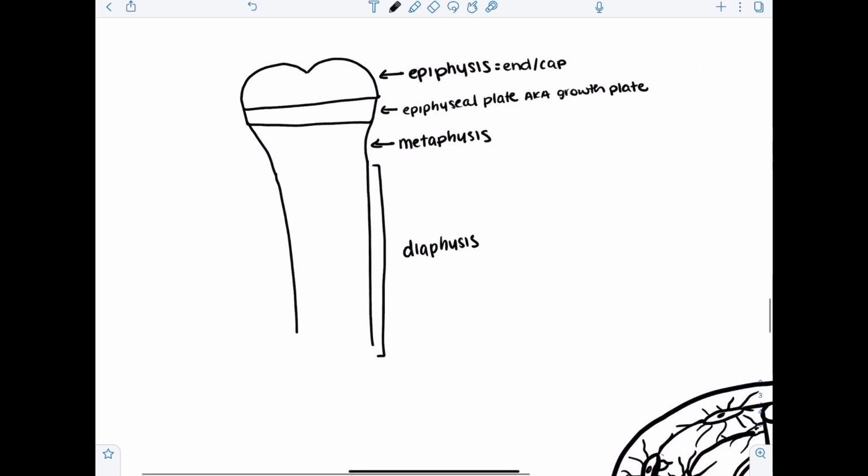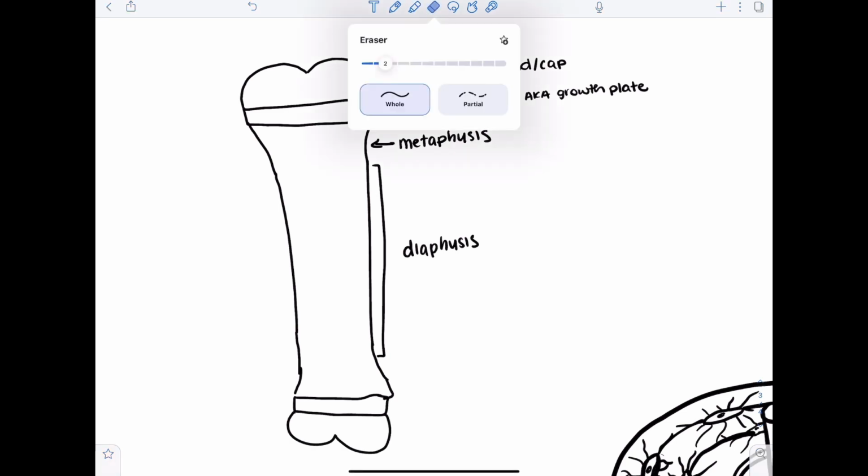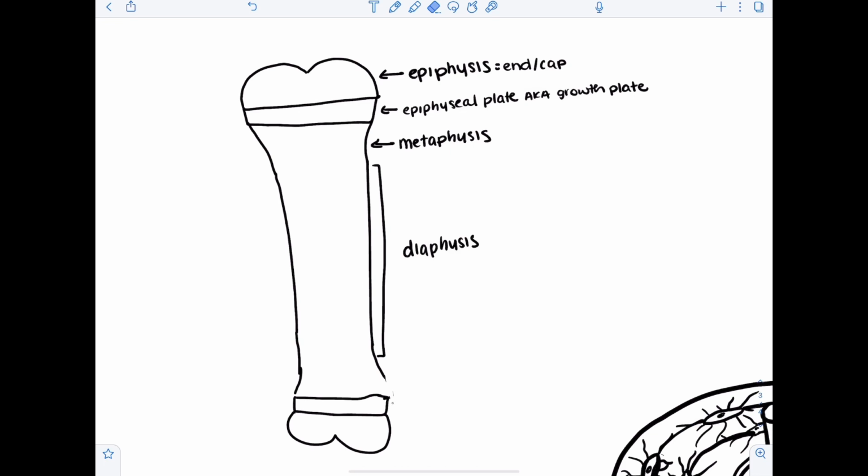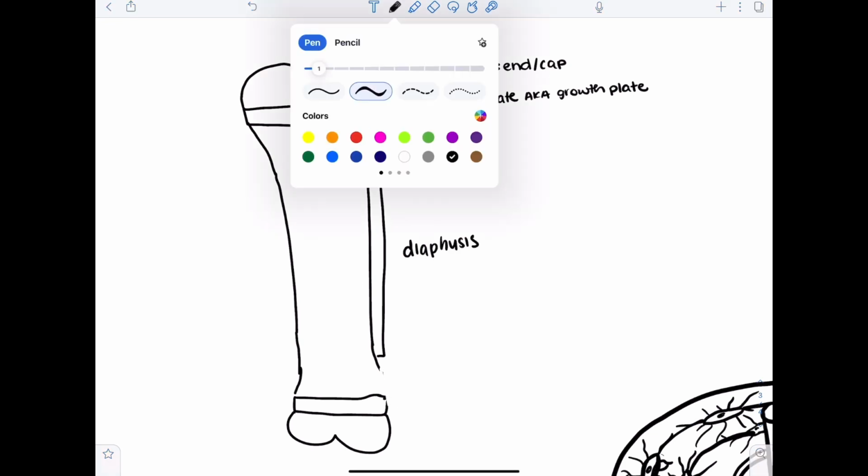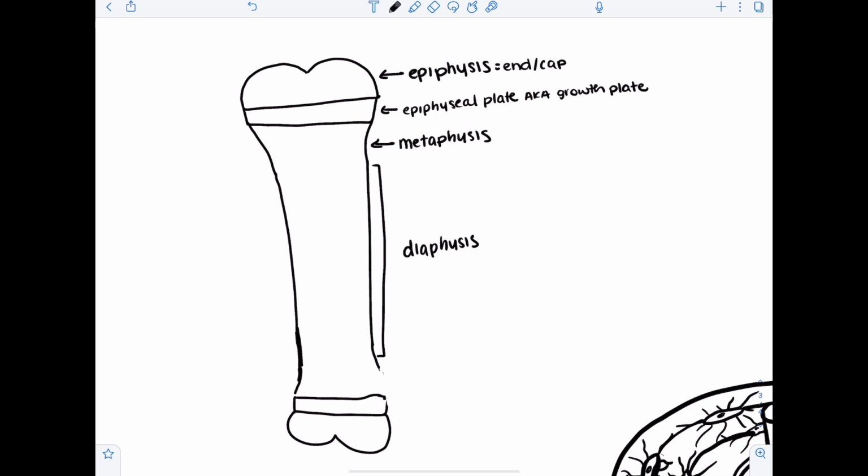And then we do that whole thing again. Metaphysis, growth plate, and then epiphysis. I made that growth plate not the right size. Okay. So that's kind of what we're looking at here, okay? So those are the different parts.